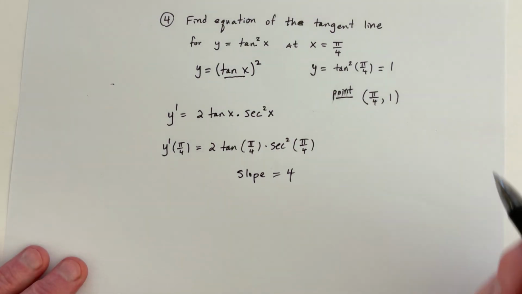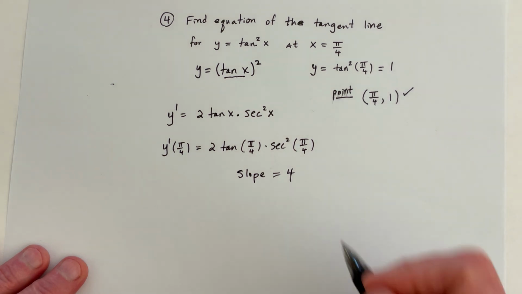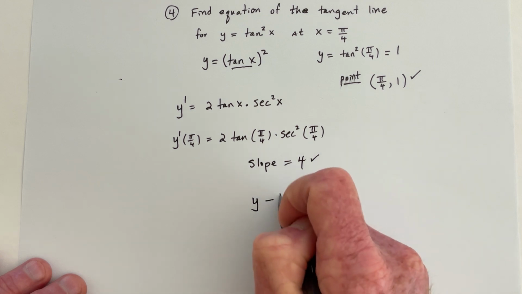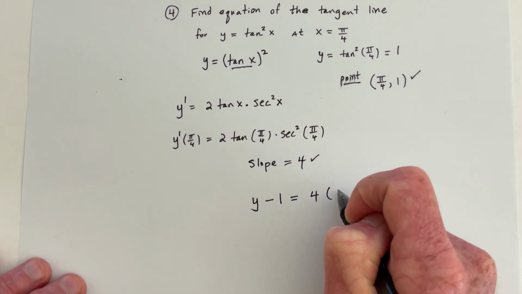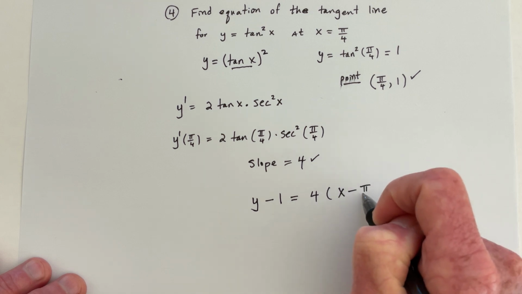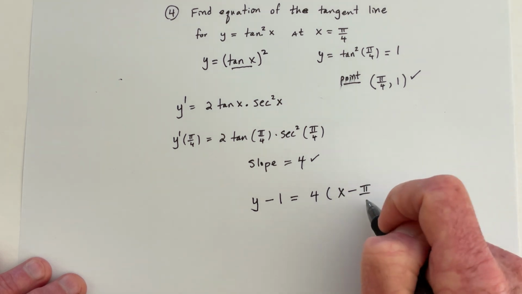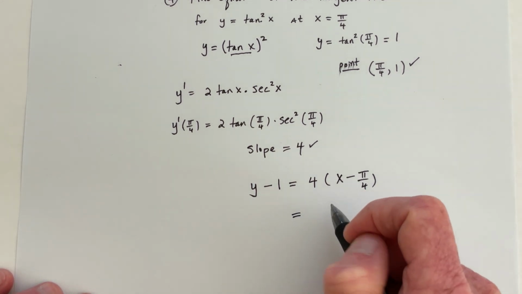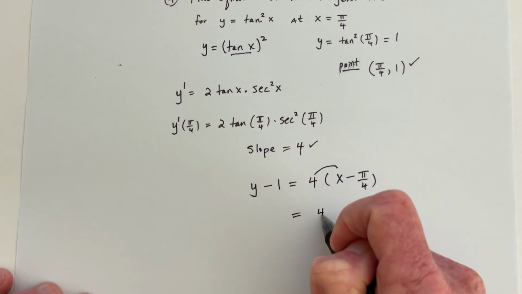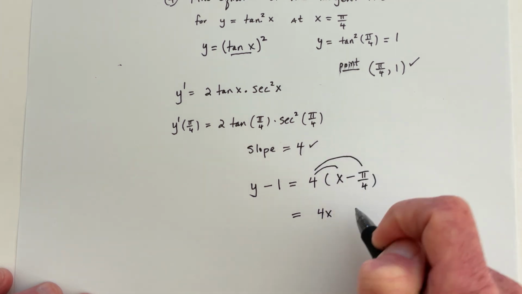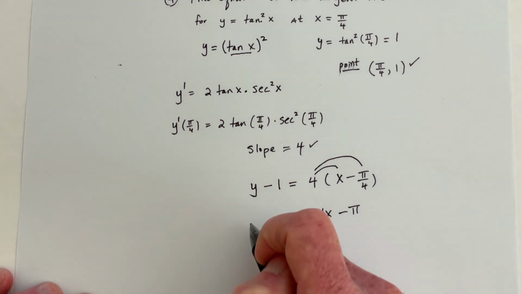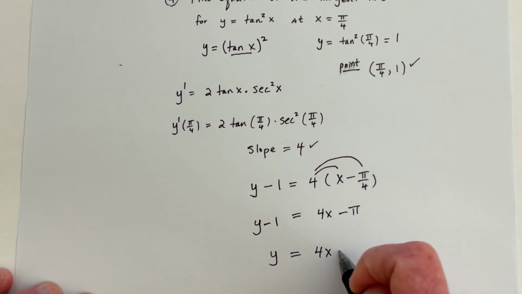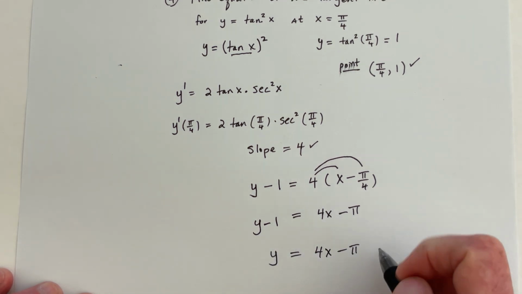So now find the equation of the line that goes through this point and has this slope. So use the point slope formula. Y minus the y value of 1 equals the slope times x minus the x value, pi over 4. And then just simplify this answer. So distribute the 4, so that'll be 4x. Just so happens the 4's are going to cancel, so it just leaves minus pi. And then finally, just add 1 to both sides, so it's going to be 4x minus pi plus 1.